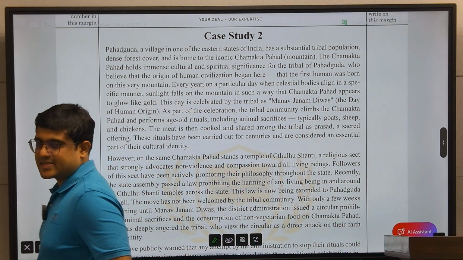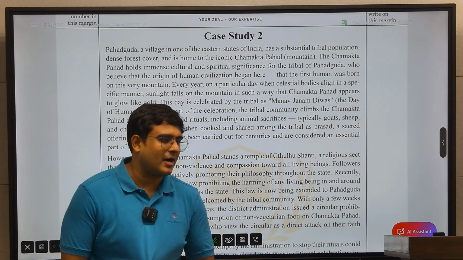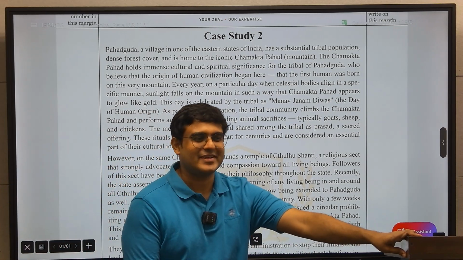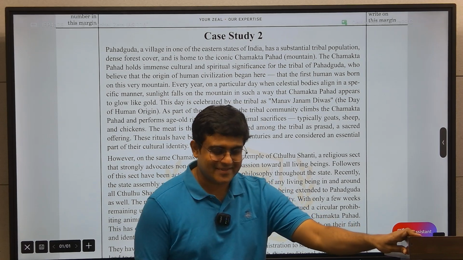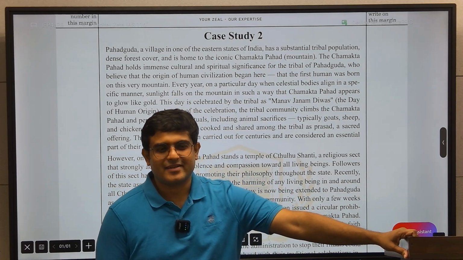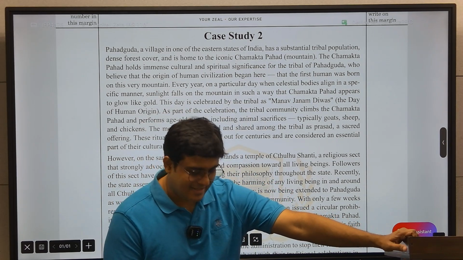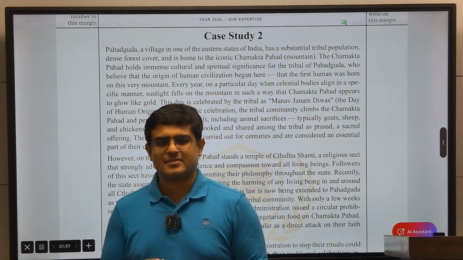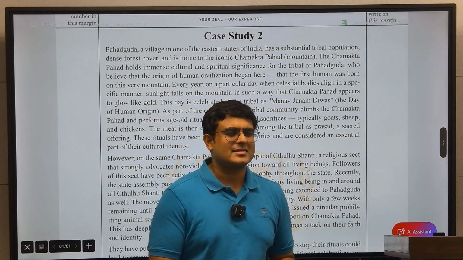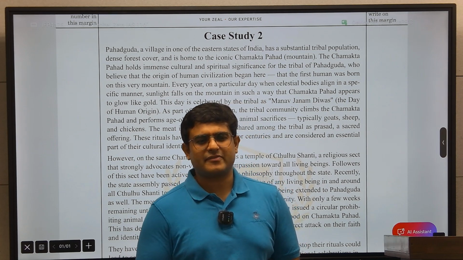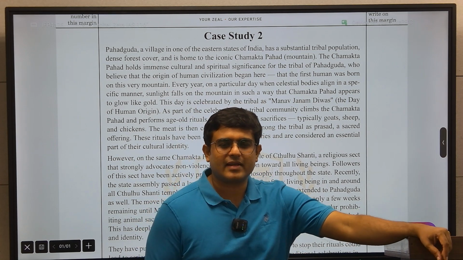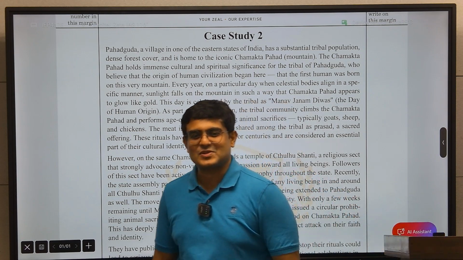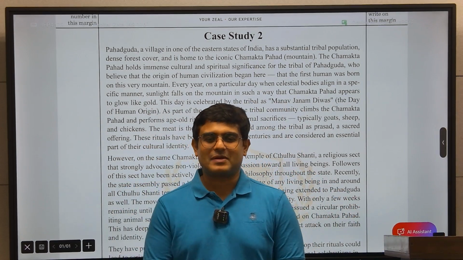See, the case study is basically that Paharguda is a village. It is a fictitious name. We created Paharguda village in one of the eastern states in India. It is a tribal belt with a dense forest cover, and tribals live there. There is one mountain there known as Chamakta Pahad. That is also a fictitious name.